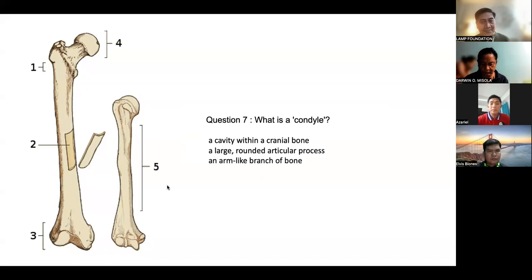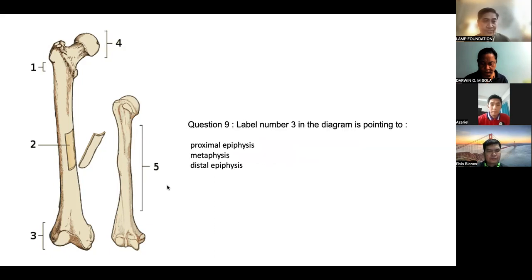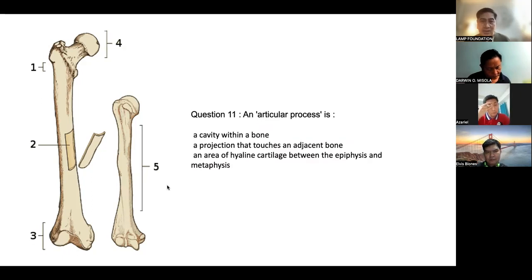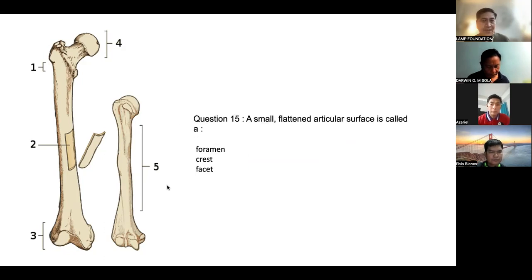What is a condyle? A large rounded articular process. A canal is? A long tunnel-like opening within the bone. Label number 3 in the diagram is pointing to? Distal epiphysis. The bone on the right in the image is the? Humerus. An articular process is? A projection that touches an adjacent bone. In the diagram, what is label number 2 pointing to? Medullary cavity. A small projection or bump is known as? Eminence. What is the name for a projection near to a condyle? An epicondyle.